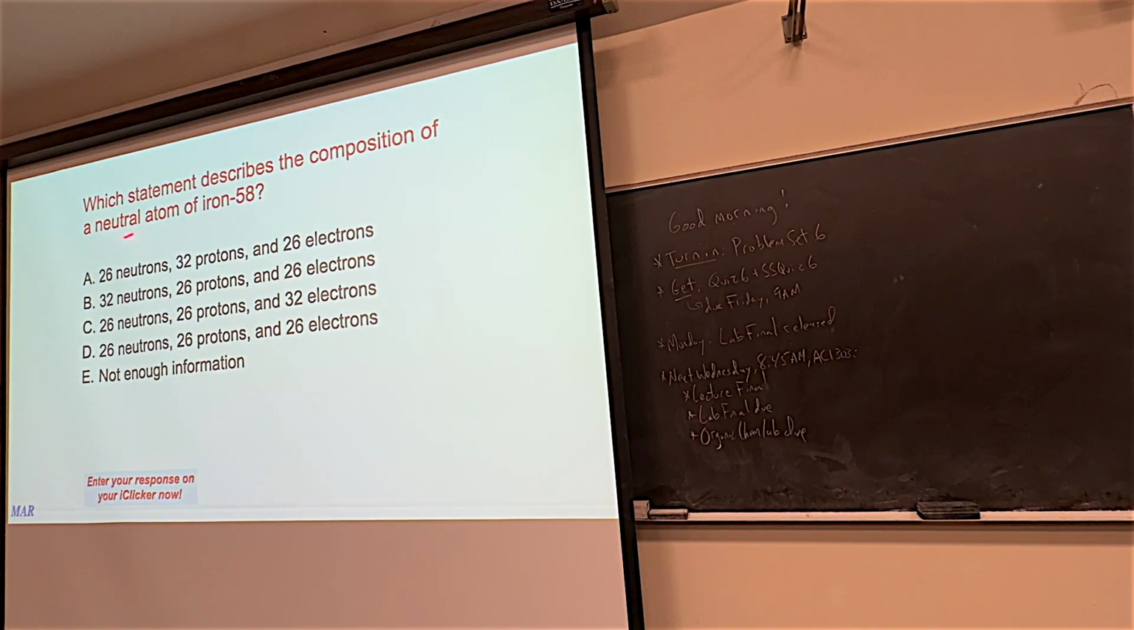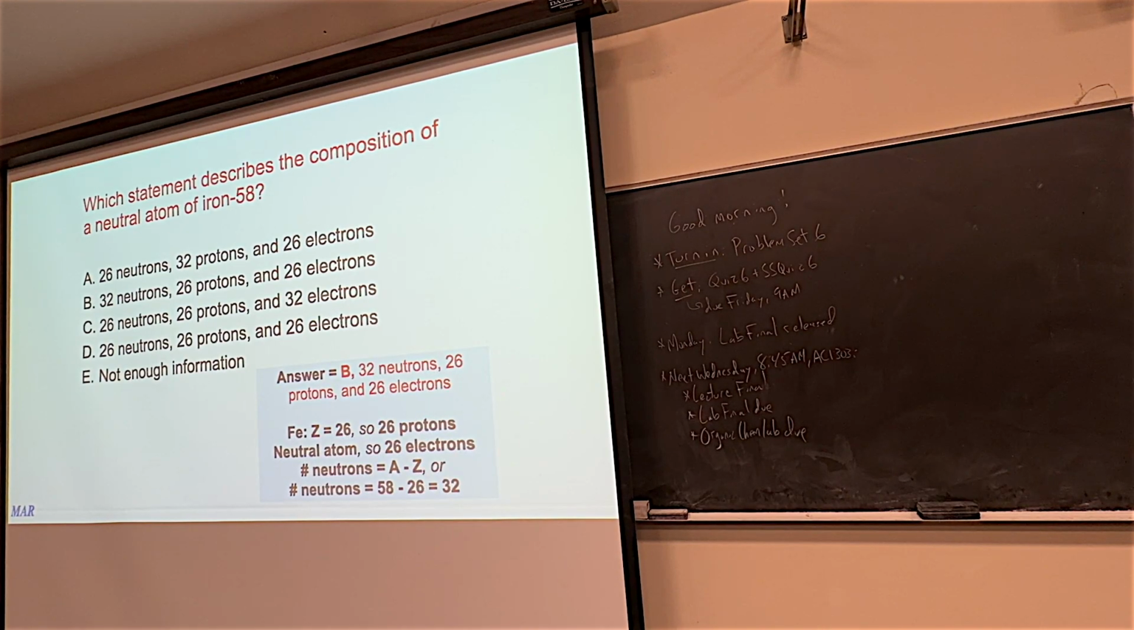Now, if it's neutral, the positive protons and the negative electrons will be equal to each other. So a neutral atom would have not just 26 protons, but would actually have 26 electrons as well. So the only thing then we don't have is the neutrons. This number is called the mass number. It's equal to protons plus neutrons. So if you take 58 and subtract the 26 from it, that'll give you the number of neutrons. And that comes out to be answer B.